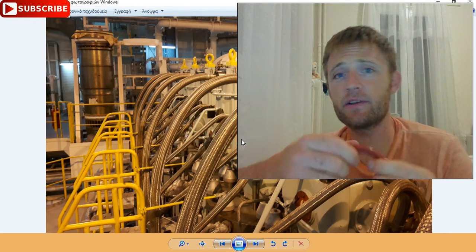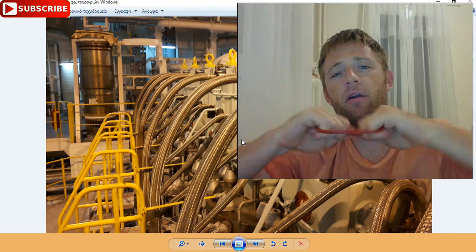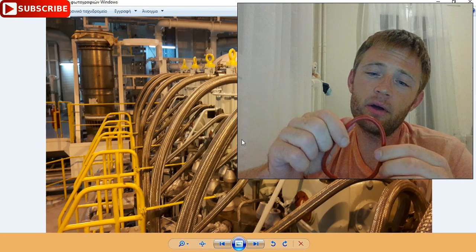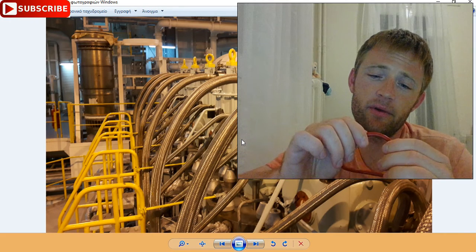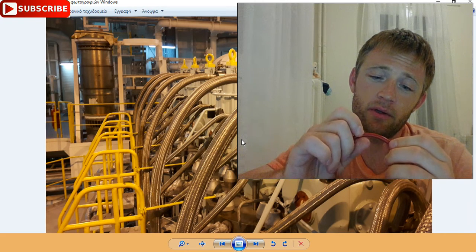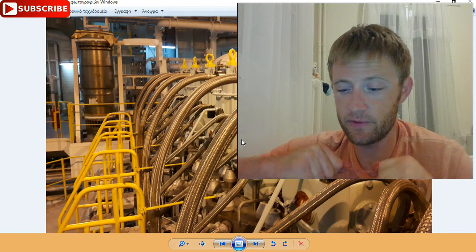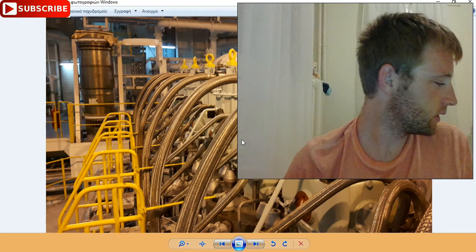Some of them have tremendous elasticity. This is for high pressure air. This kind of O-ring can survive 30 bar of pressure. Okay, 30 bar is quite a lot. This is strong pressure. This is from the starting air system of the main engine.